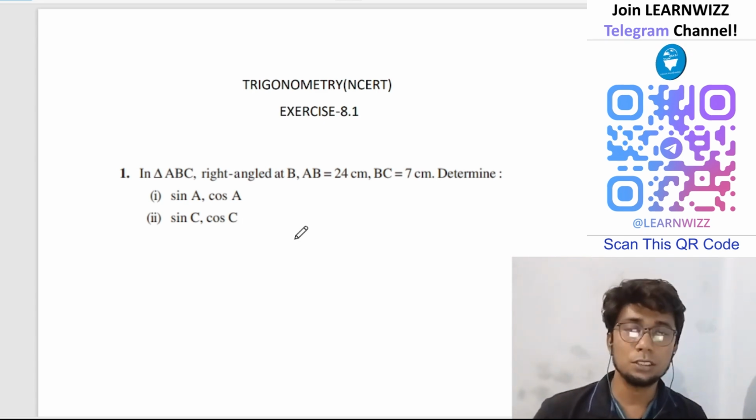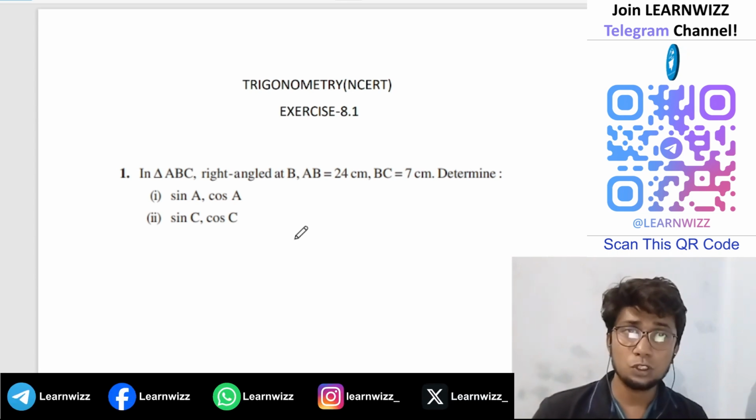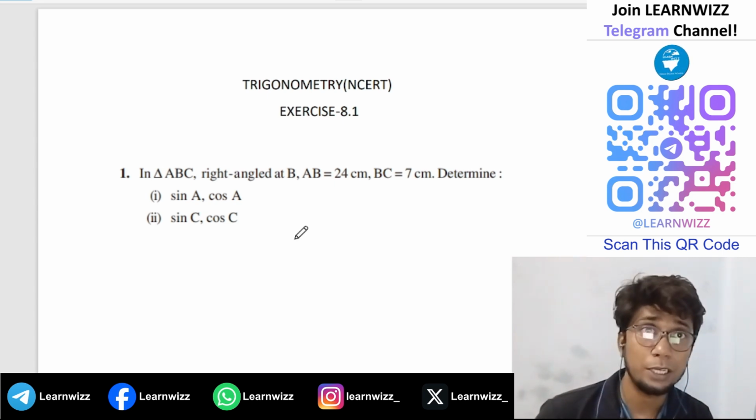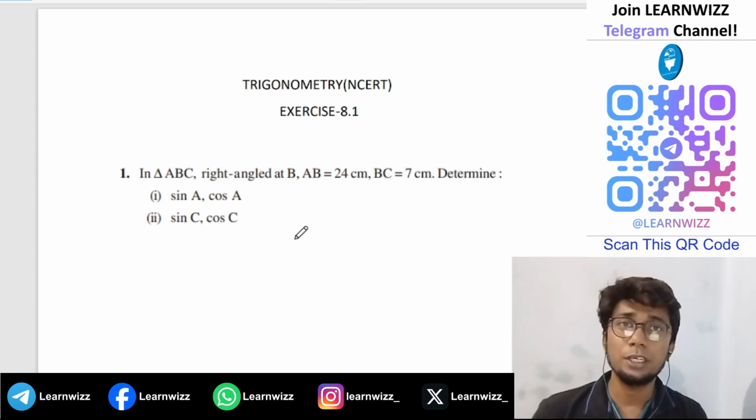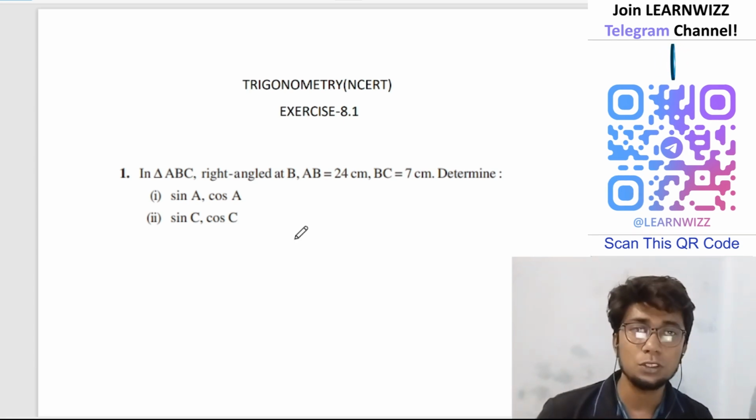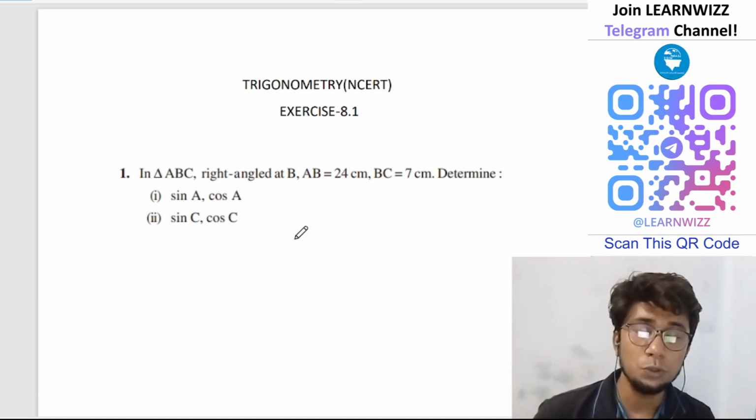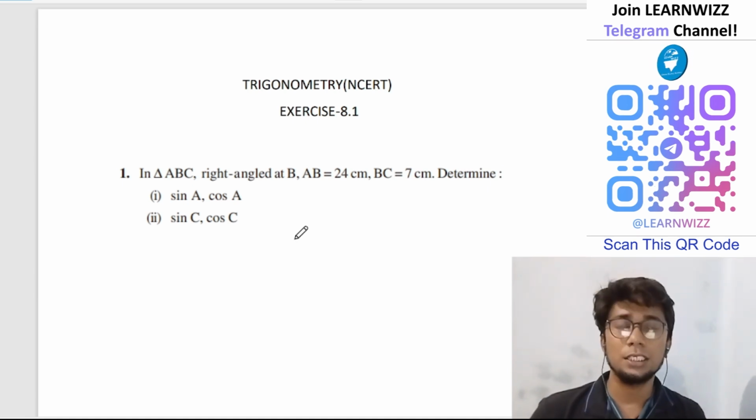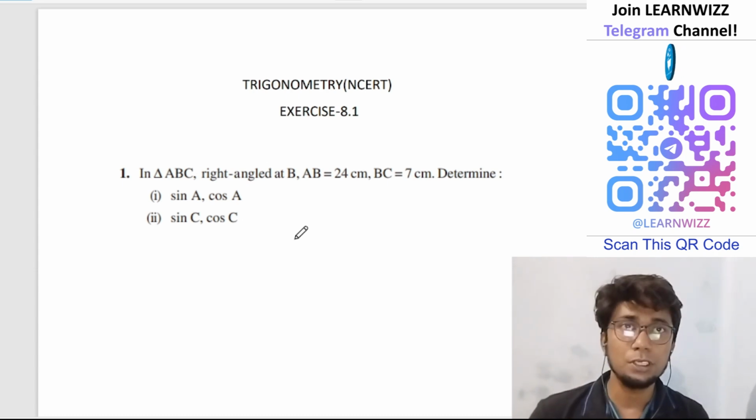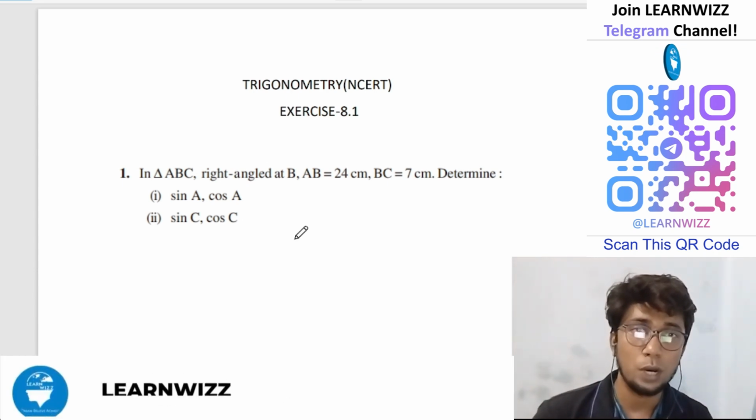So in earlier lectures, we finished trigonometry. We solved many questions in between. We saw concepts like trigonometric ratios for some particular angles, trigonometric ratios for complementary angles, and we also saw trigonometric identities. So from today, we are going to start a new series on NCERT exercise solutions. Let's begin with the first exercise, that is 8.1.